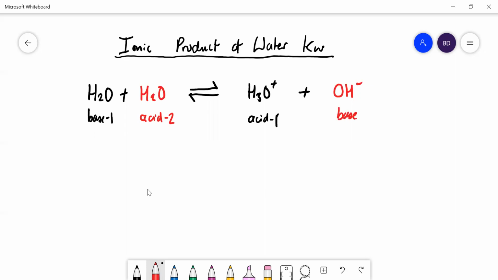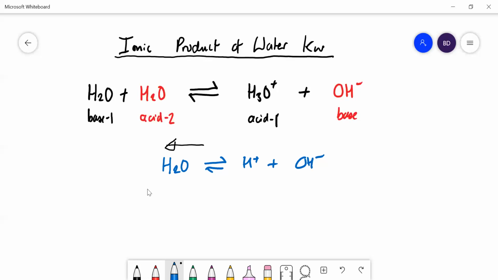Now this equilibrium is way over to the left. It's really far over to the left. So when you have any aqueous solution in front of you, nearly all of it is covalent H2O molecules, and a tiny proportion of it will be H3O plus ions and OH minus ions. Now, usually when we write this equation, people simplify it and say H2O goes to H plus and OH minus, but of course we know H plus doesn't really exist, but that's just shorthand.